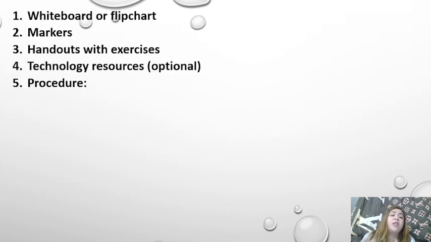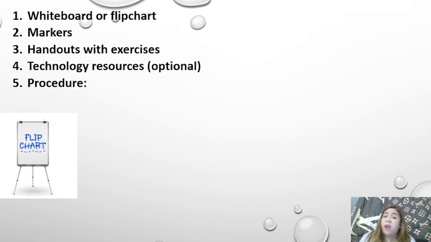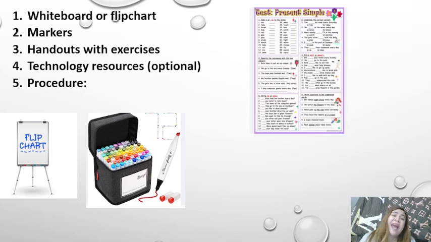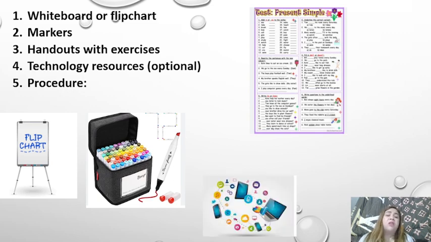Now, I also need some materials like a whiteboard or flip chart. I also need some markers and handouts with exercises so that you can catch the attention of the students and check whether they understand the lesson or not. And then you can also use some technologies such as phone, laptop, whatever you need, but it's just optional. And then we're going to proceed to the procedure.